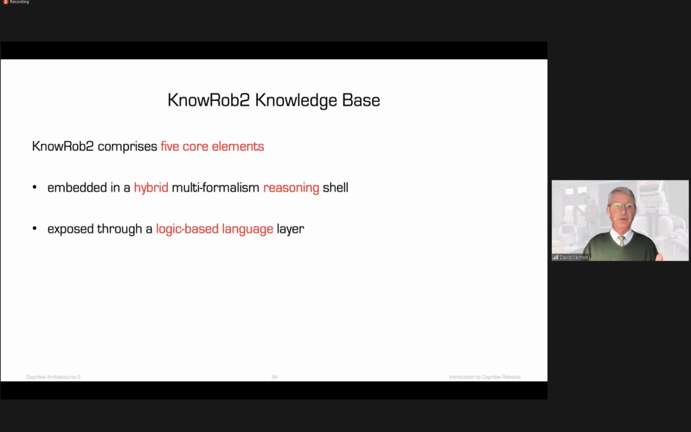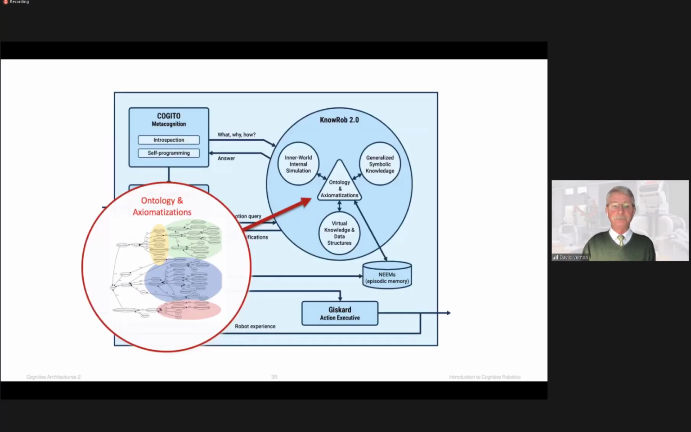So there are 5 core elements in NOROB, and they're embedded in this multi-formalism reasoning shell, but you expose it through this unified logic-based language layer, and that's how you interact with it. Even though inside it's a little messier than that, or messier is the wrong word. It's more varied in terms of its representational formalisms.